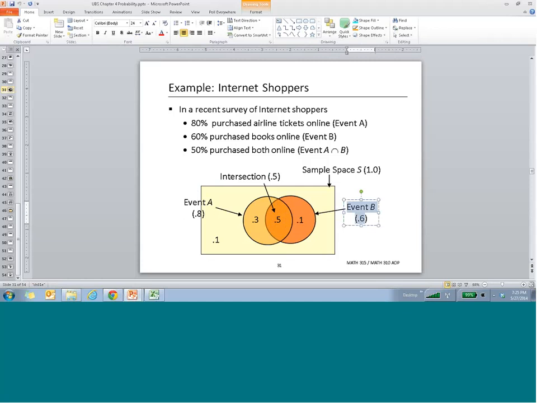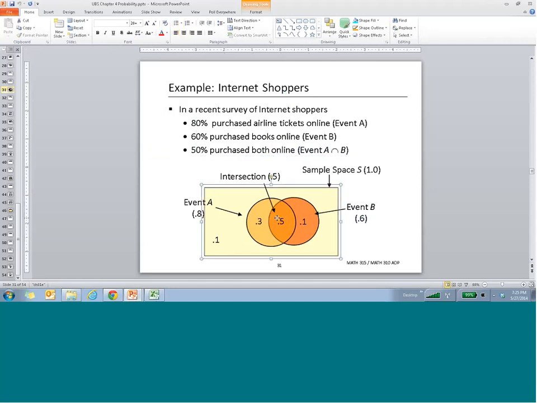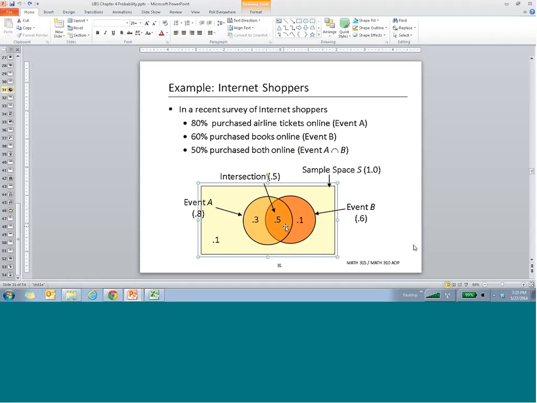Together those add up to 60% likelihood of B happening. But the overlap, this important third line, says how much of those circles overlap. That's why they break this 80% and this 60% apart, because it's shared in the center. That 50% of that 80% is shared, and 50% of that 60% is shared. So a 30% plus a 50% gets the 80%, and a 10% plus the 50% gives me the 60%.